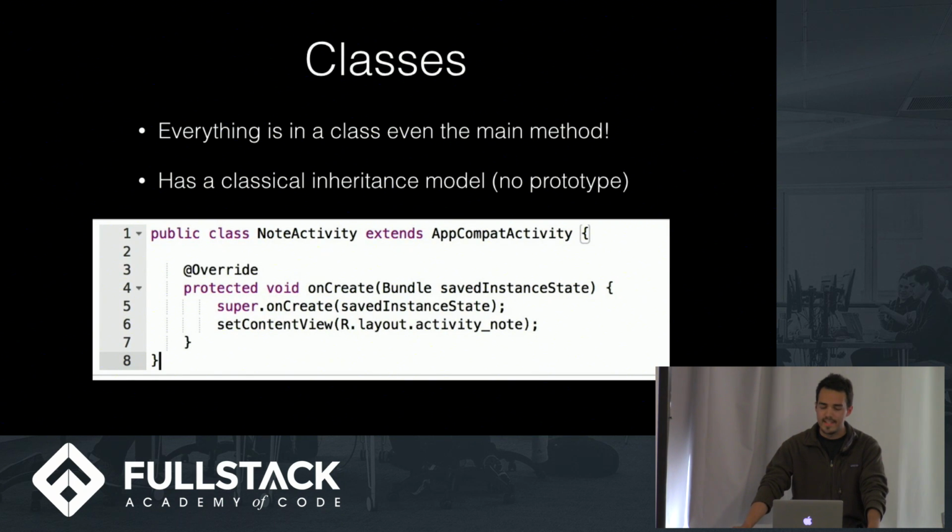Now, classes. Everything in Java has to be a class or in a class. It is a classical inheritance model, which means there's no prototype. If you look here, this is a good example. Once again, I have to declare public. This class is public. The class is note activity. Extends app compact activity. Extends is basically inherit. So it's going to inherit all the properties and methods from app compact activity.